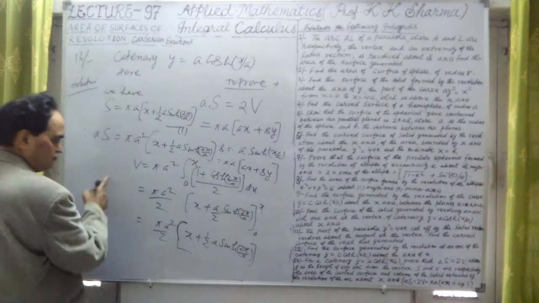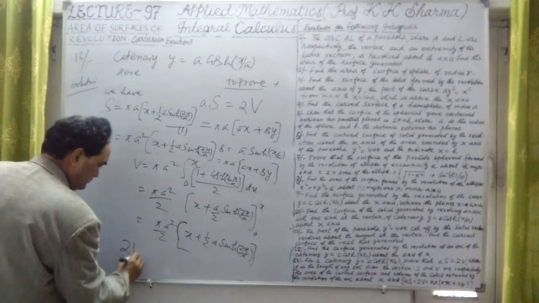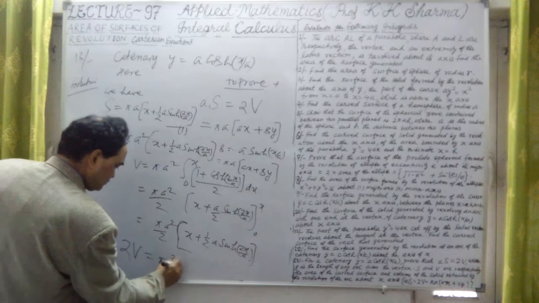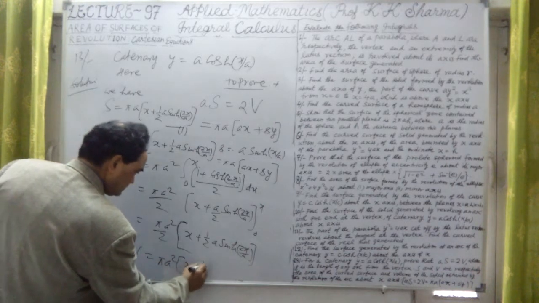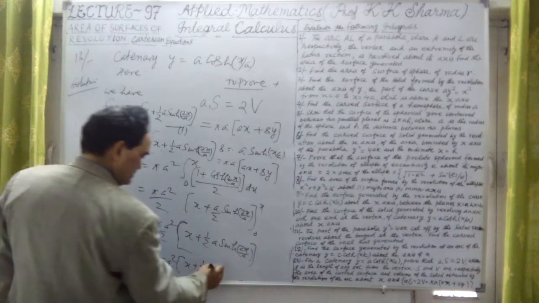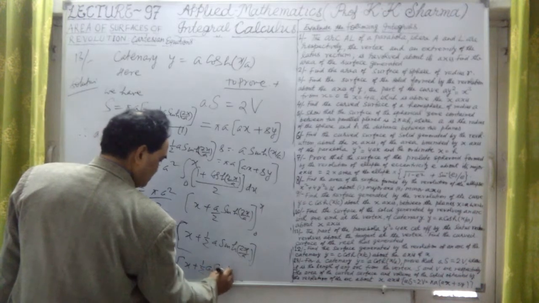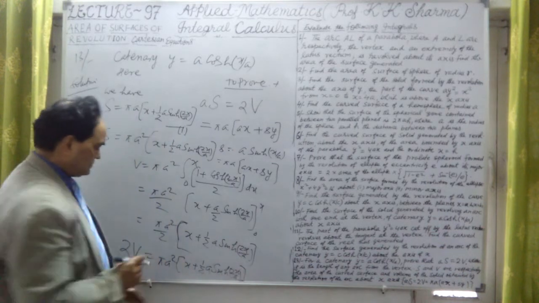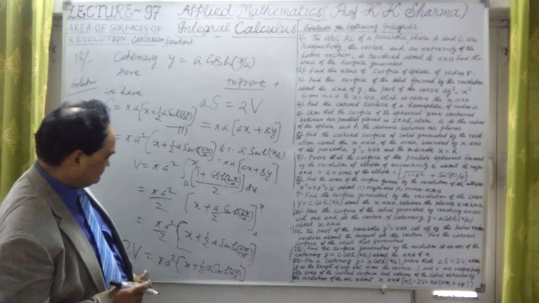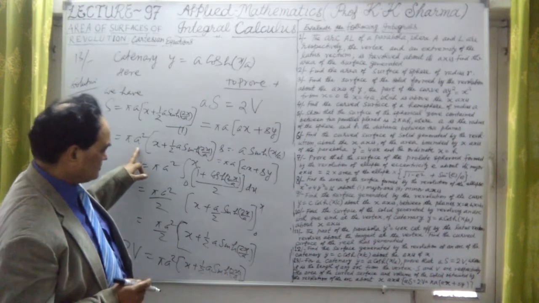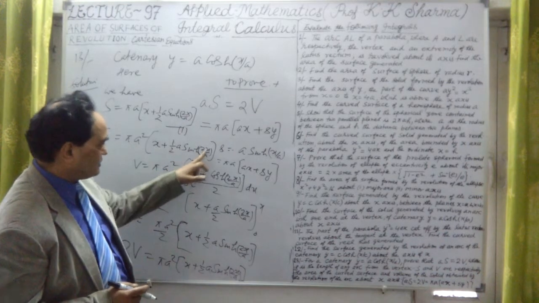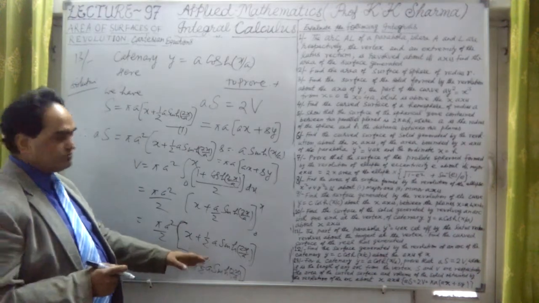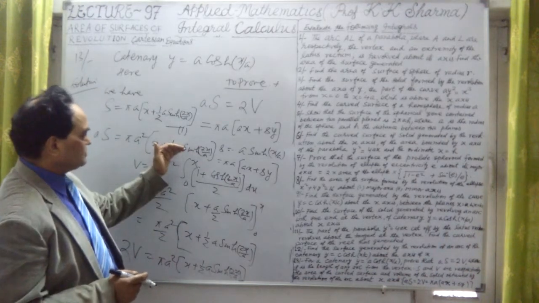Now 2, if I take to this side, it will be twice V, 2 multiplied to this side. It will be pi into a square, within bracket it is x plus 1.2a into sine hyperbolic twice x upon a. The same value we have obtained here. Twice V equal to pi a square, x plus 1.2a sine hyperbolic twice x upon a. Okay, so twice V is also equal to the same value.